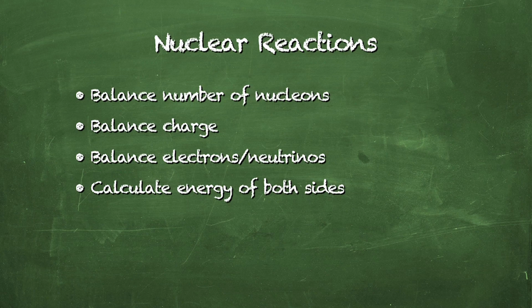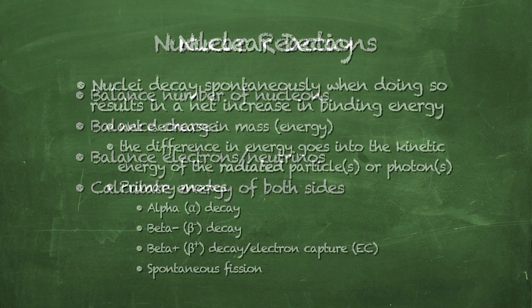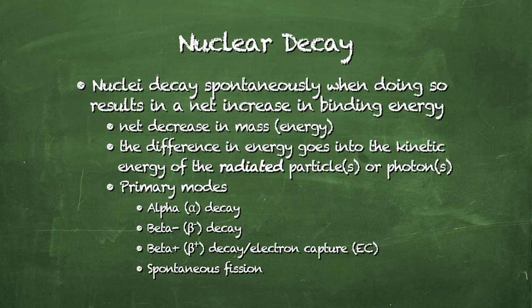Let's talk about nuclear decay. Nuclei decay spontaneously when doing so results in a net increase in binding energy, or a net decrease in mass as we go from the left-hand side to the right-hand side of the reaction. And the difference in energy goes into the kinetic energy of the radiated particles or photons.